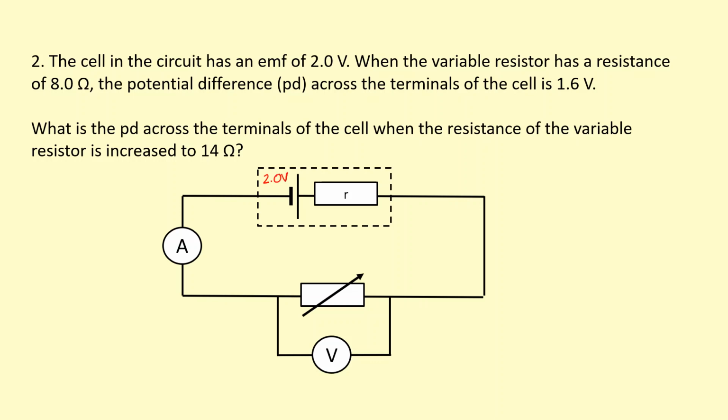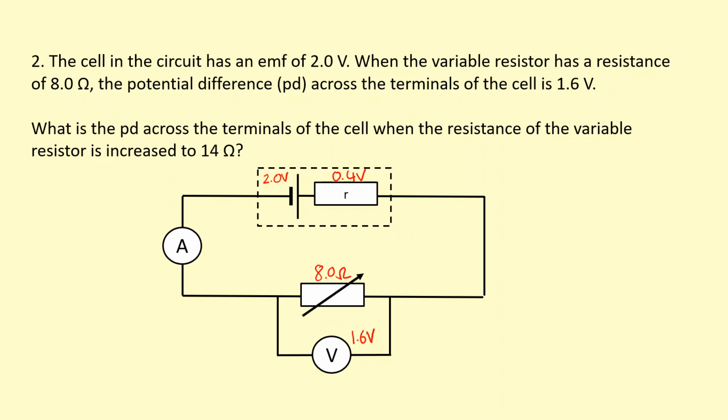So I'm going to go ahead and add that onto the diagram here, supplying 2.0 volts. When the variable resistor has a resistance of 8.0 ohms, the potential difference across the terminals of the cell is 1.6 volts. Straight away I know that means that the lost PD is 0.4 because it needs to add up to 2. What is the potential difference across the terminals of the cell when the resistance of the variable resistor is increased to 14 ohms?